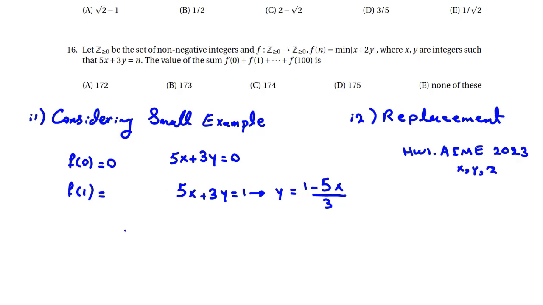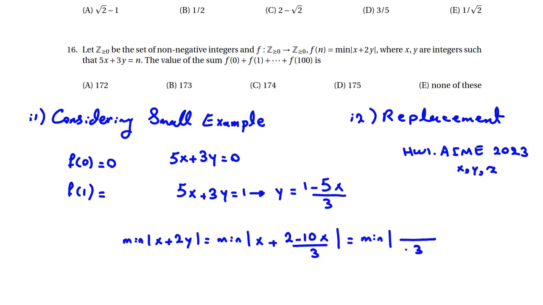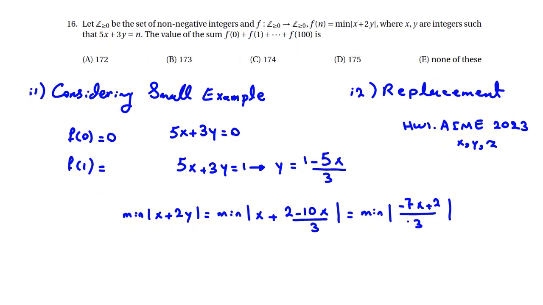Okay. So now we replace: minimum of x plus 2y equals minimum of x plus, instead of y, we replace this, we multiply by 2, 2 minus 10x over 3. So it will be minimum of 3x minus 10x, minus 7x plus 2. So here we should find x mod 3 is what? Because 1 minus 5x should be 0 mod 3.